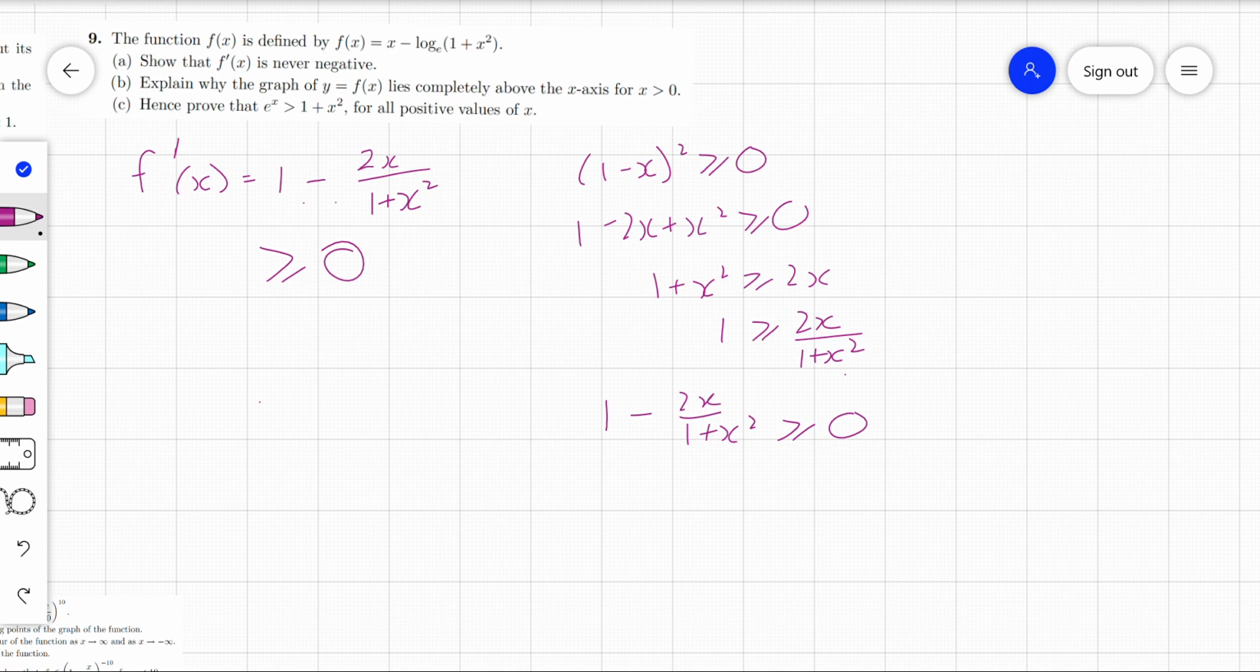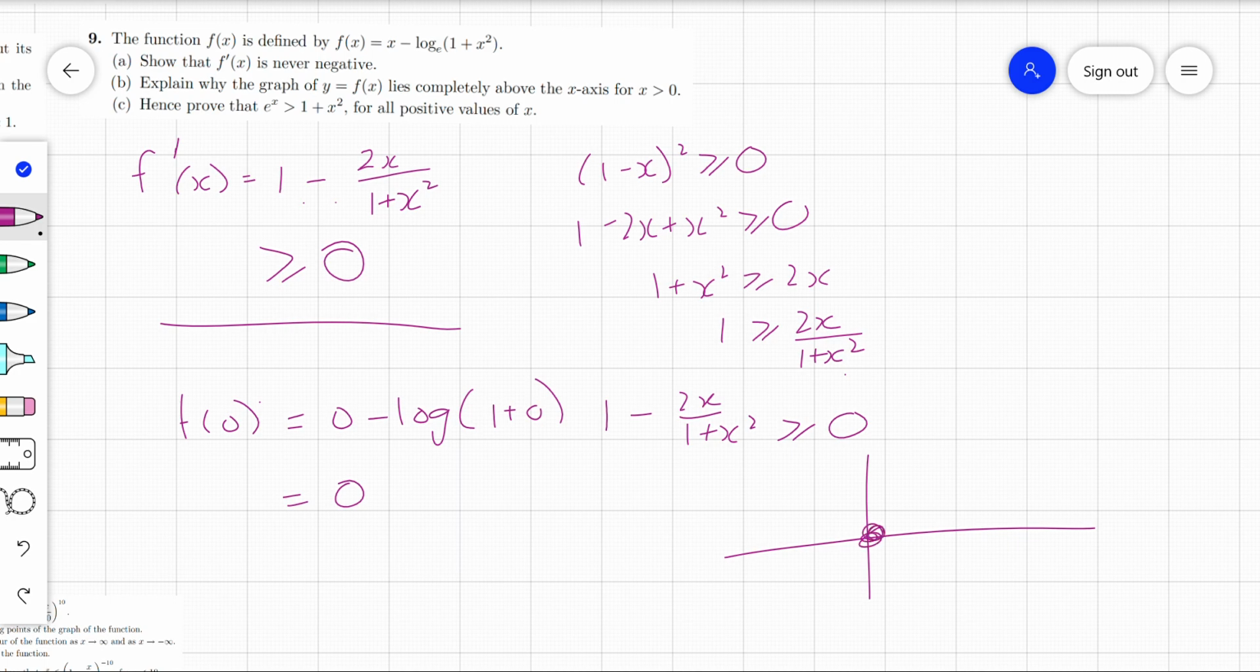Alright, explain why the graph lies completely above the x-axis for x greater than 0. Well, we've shown that the gradient is always positive. So if we look at the value where x equals 0, so f of 0, where does it start from? So we've got 0, take away log of 1 plus 0. Well, log 1 is 0, so 0. So it starts from 0, 0, and the gradient is always positive. Whatever it does, it's always positive.